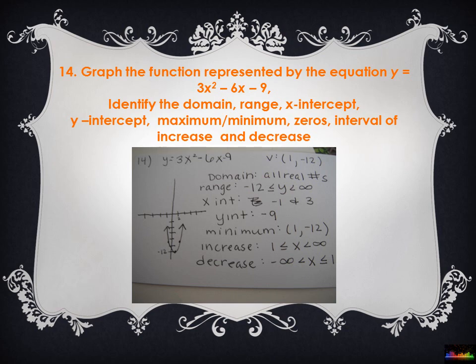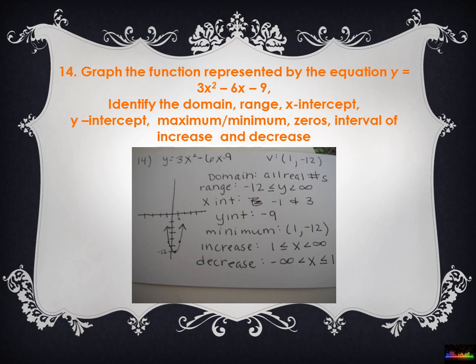This graph opens up, so we have a minimum. Remember, the minimum and the maximum are always just your vertex. Therefore, our minimum is at 1, negative 12. Then, to do intervals of increase and decrease, you will draw a line for your axis of symmetry. Our axis of symmetry is x equals 1.